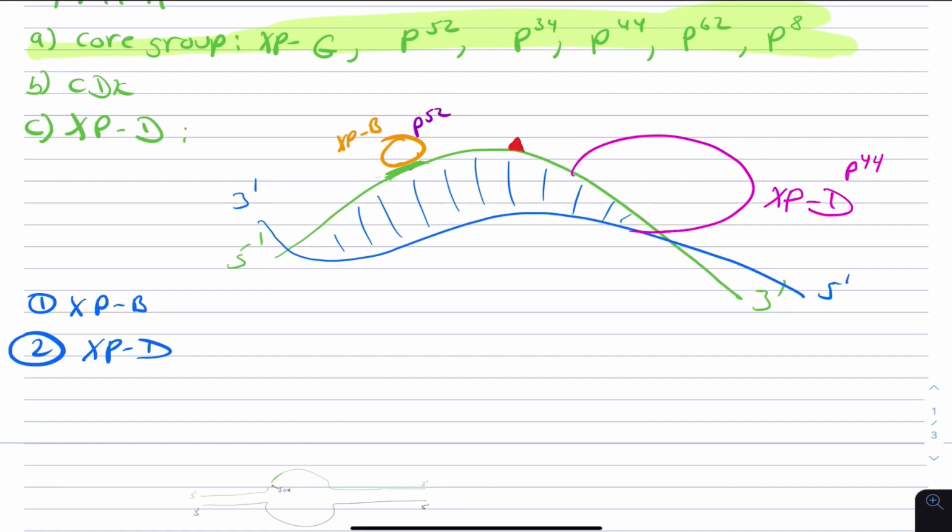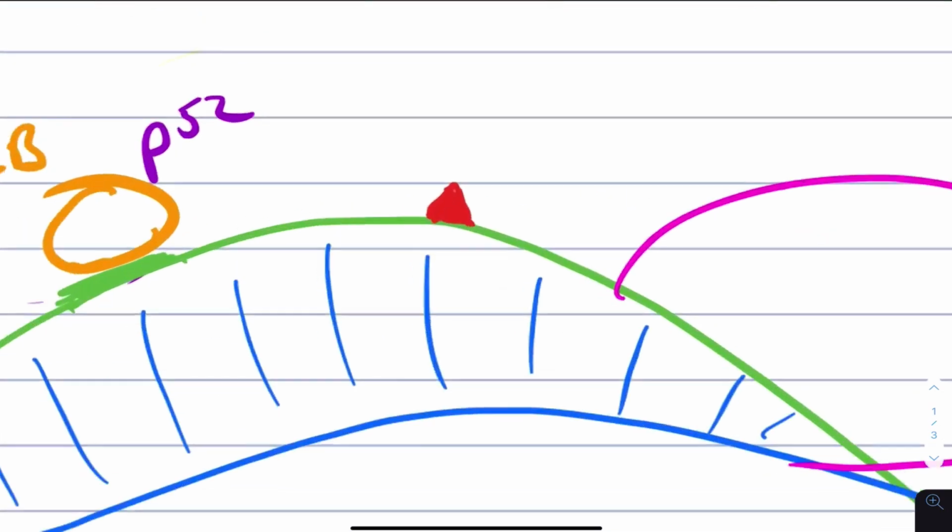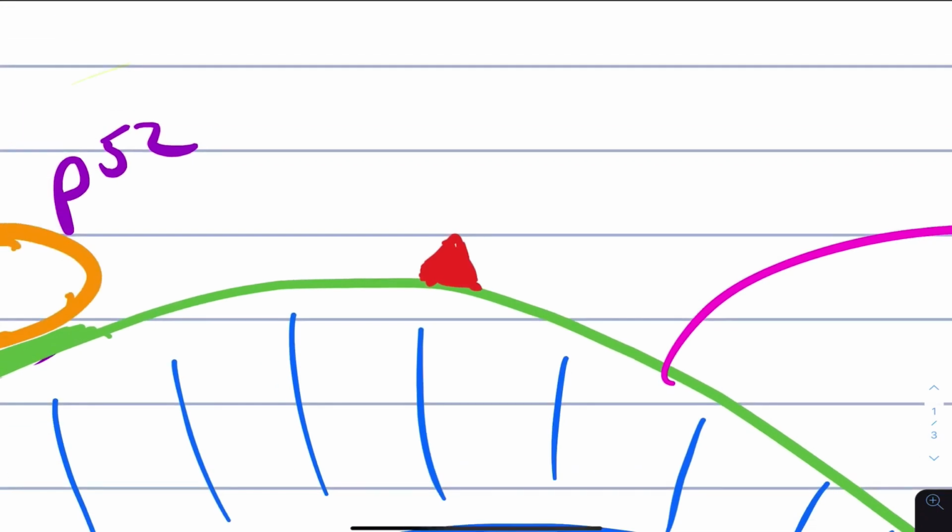XPD is made up of two domains: an iron sulfur domain and what's called an ARC domain. Both of these form a tunnel. As XPD is translocating along the DNA strand, it's going to get to a point where you have this damage over here, and guess what, this part's not going to fit through that tunnel, so it stops over here.